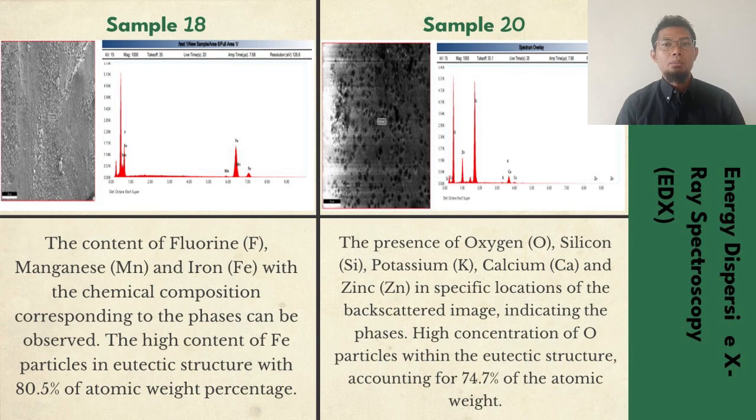While in sample 20, the presence of oxygen, silicon, potassium, calcium, and zinc in specific locations of the backscattered image indicates the phases. There is a high concentration of O particles within the eutectic structure, accounting for 74.7% of the atomic weight.